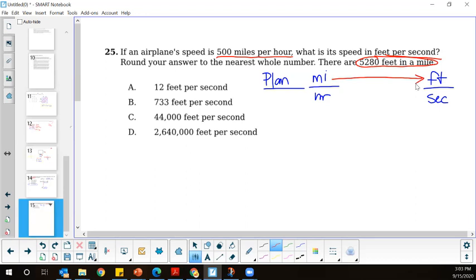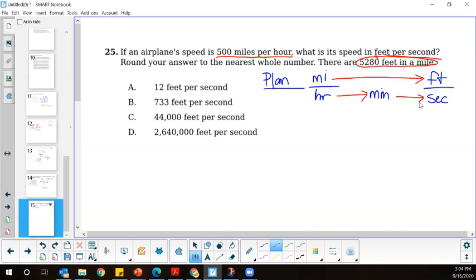But then hours to seconds. Can I go straight from hours to seconds? I don't know how many seconds are in an hour, but I know how many minutes are in an hour. And then I know how many seconds are in a minute. All right. So for miles to feet, we're just going to go straight there. And then for hours to seconds, we're going to go hours, minutes, to seconds. We're going to break it down. All right. So that's the plan.